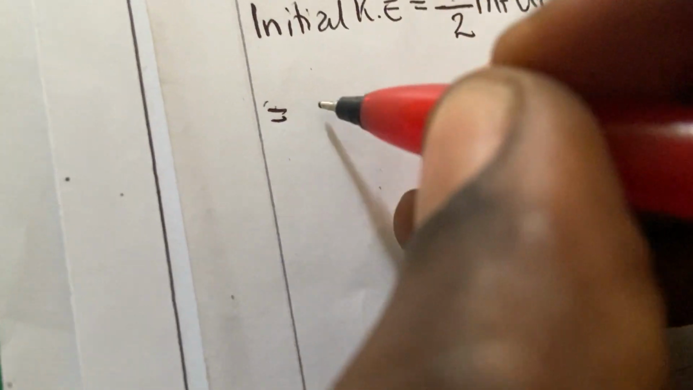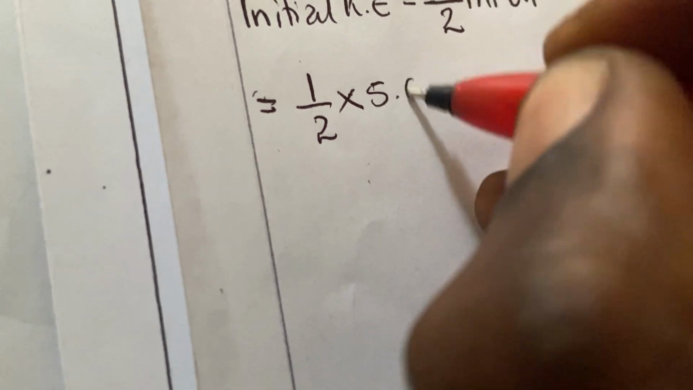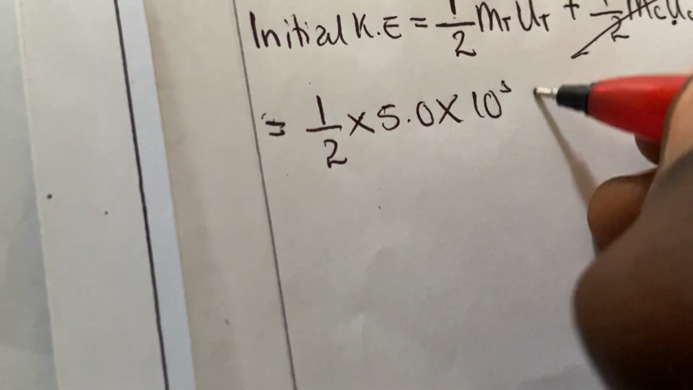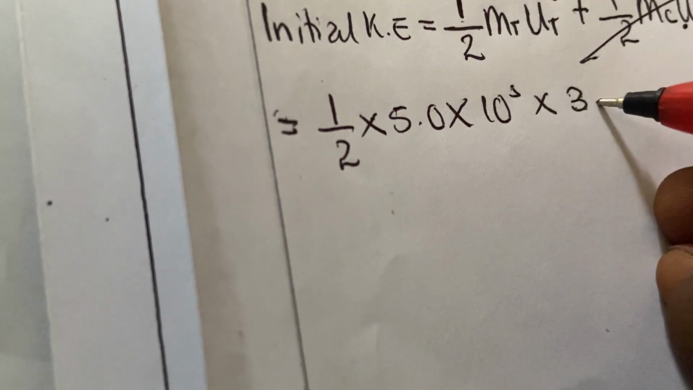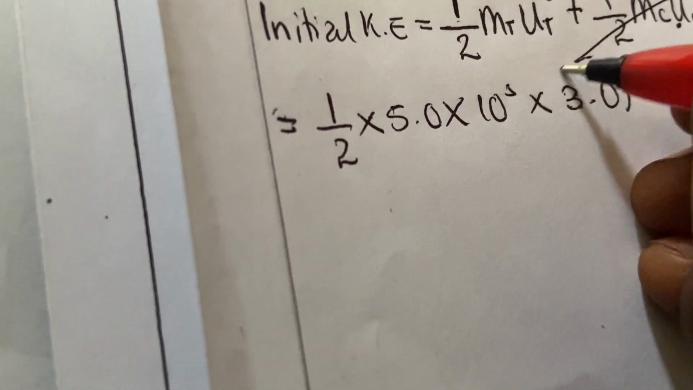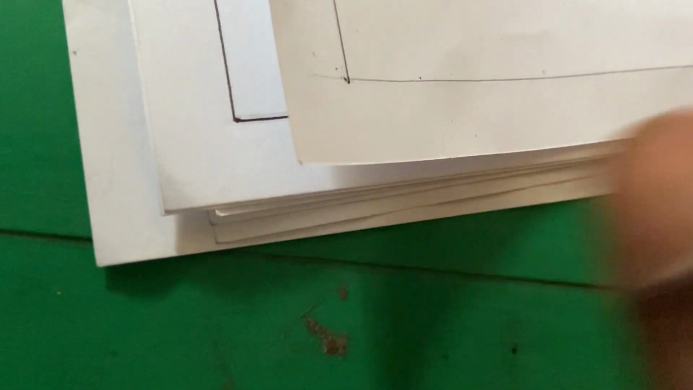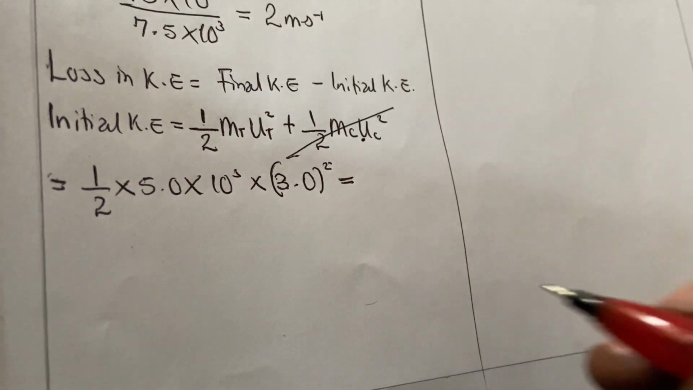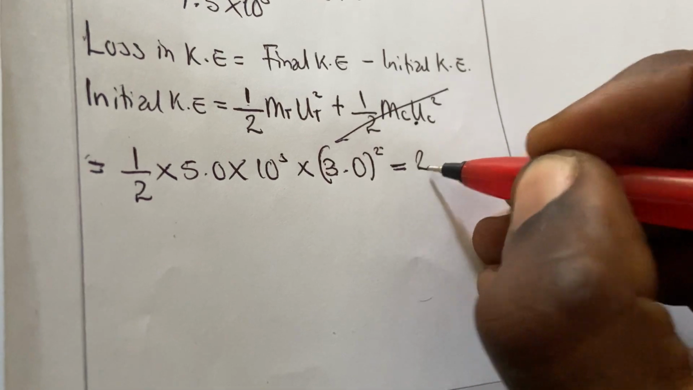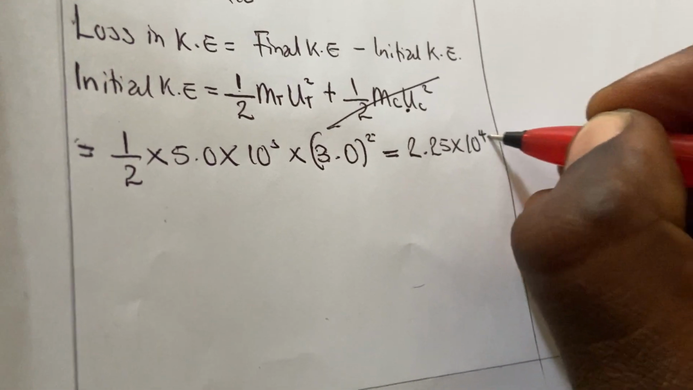Let's dive into the solution. So it's 1/2 times the mass, 5.0 times 10 to the power of 3, times 3.0 square. Punching this in our calculator, this will give us 2.25 times 10 to the power of 4 joules.